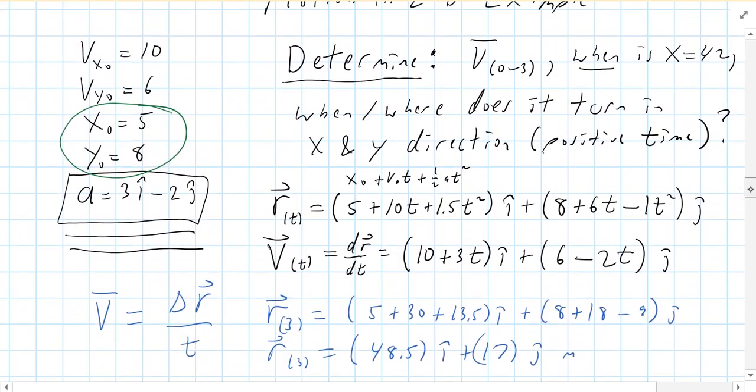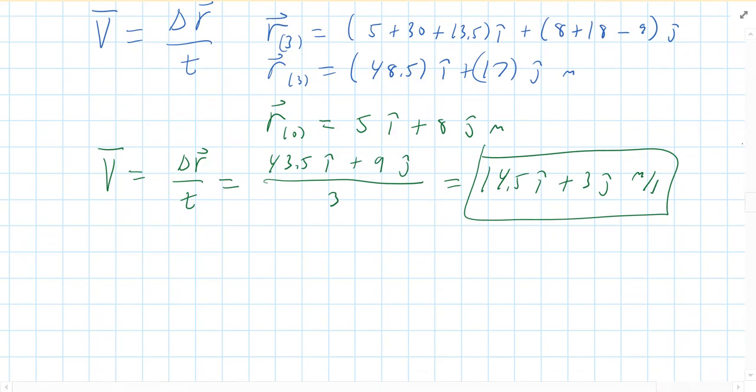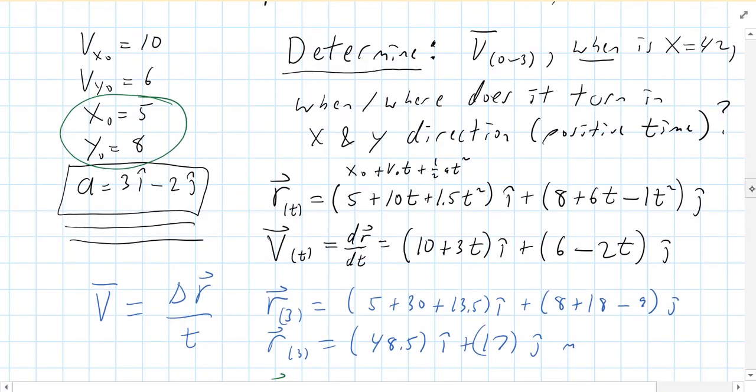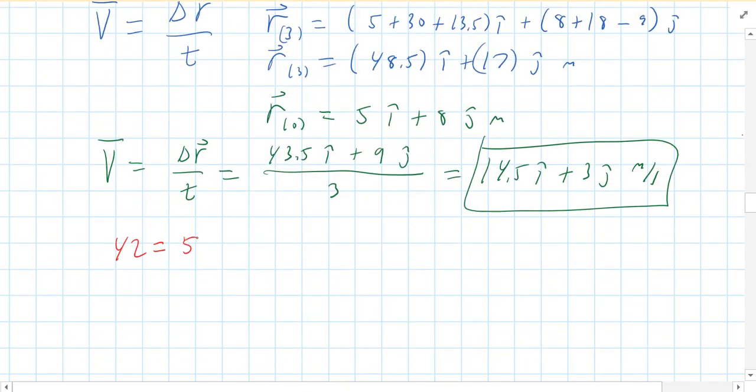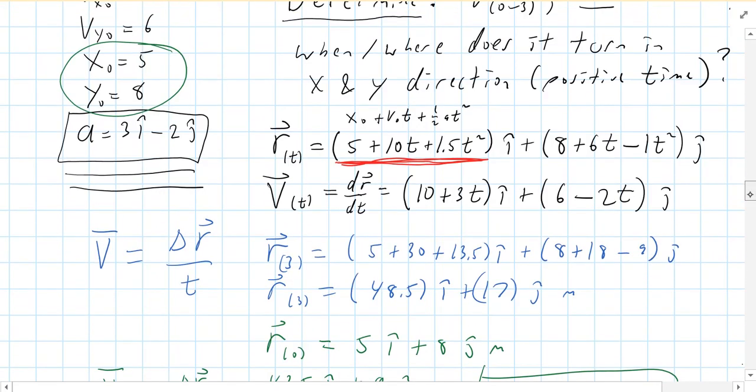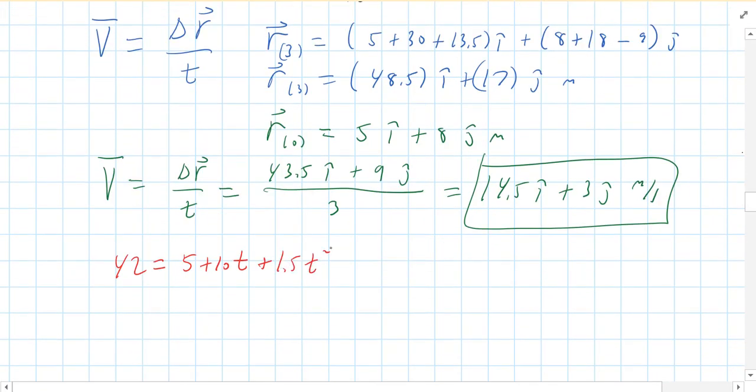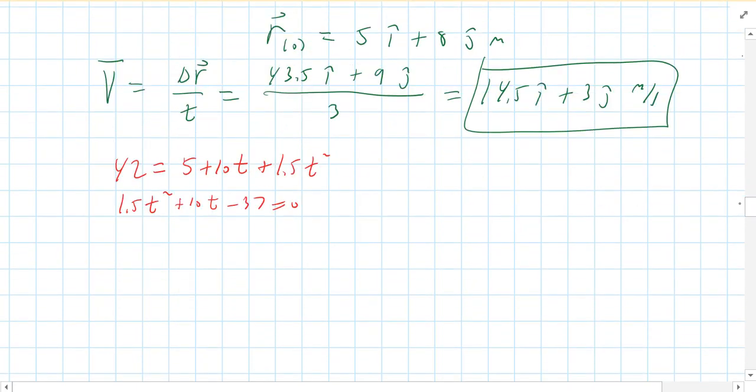The next question says, when is the object at 42 meters? And the x, when is x equal 42? So literally, all I'm going to do is take the x coordinate as a function of time and set that equal to 42. So we've got 42 equals 5 plus 10t plus 1.5t squared. Okay, and now we're going to do real quick math. I got 1.5t squared plus 10t minus 37 would be 0. And I'm going to double everything. So we got 3t squared plus 20t minus 74 equals 0.